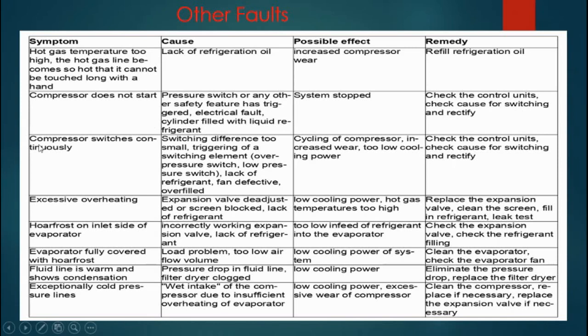And the third symptom, the compressor switches continuously. Its causes are a switching difference too small, triggering of the switching element, overpressure switch, low pressure switch, lack of refrigerant, a defective fan, and the last one is overfilled. These are the causes, and the possible effects are cycling of the compressor, increased wear, too low cooling power. Its remedy is to check the control unit, check the cause of the switching, and rectify.